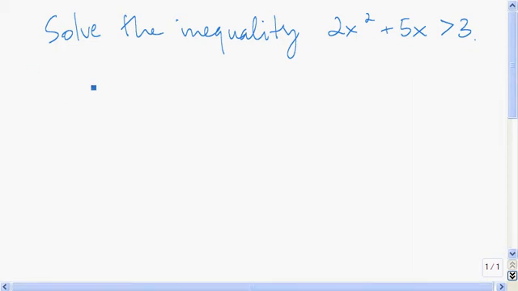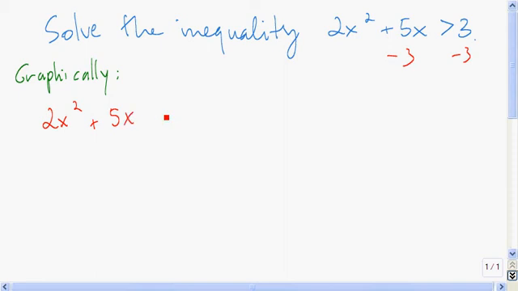Okay, so we're going to solve this quadratic inequality, 2x squared plus 5x is greater than 3. I'm going to show you how to do it graphically. In order to solve it graphically, we're going to start by getting 0 on this side. So we need to subtract 3 from both sides of this inequality, and we end up with 2x squared plus 5x minus 3 is greater than 0.